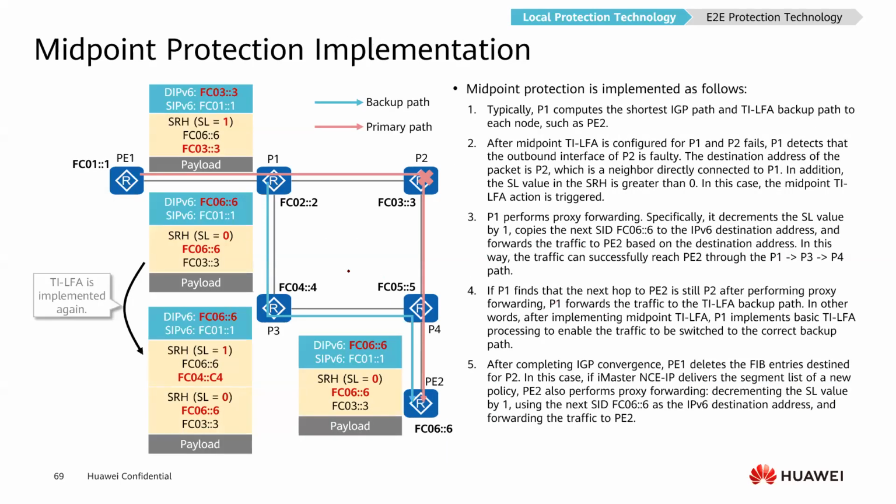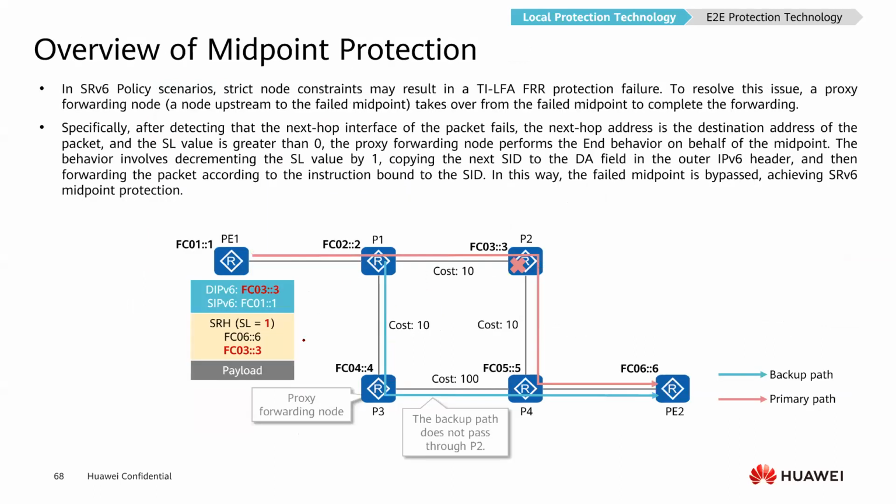The middle point protection is, let me look at this. The middle point protection means if P1 finds out it cannot go into P2, because P2 has a problem, then P1 will directly pass this. It will not send into it, it will directly send into the next segment, which means P1 knows P2 has a problem. So I will not send into 3::3.